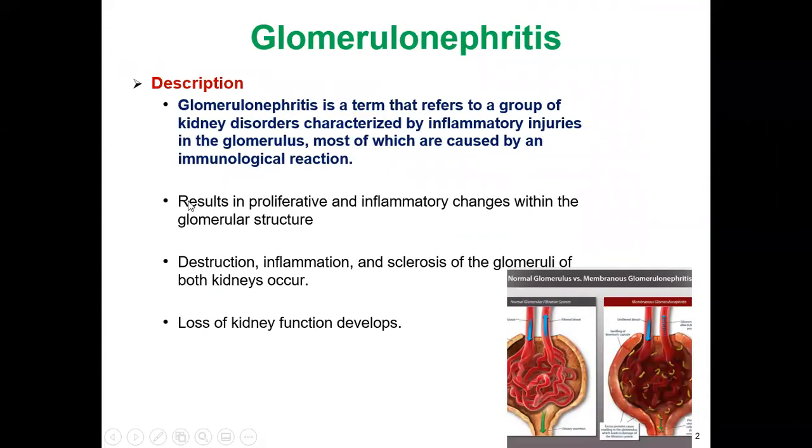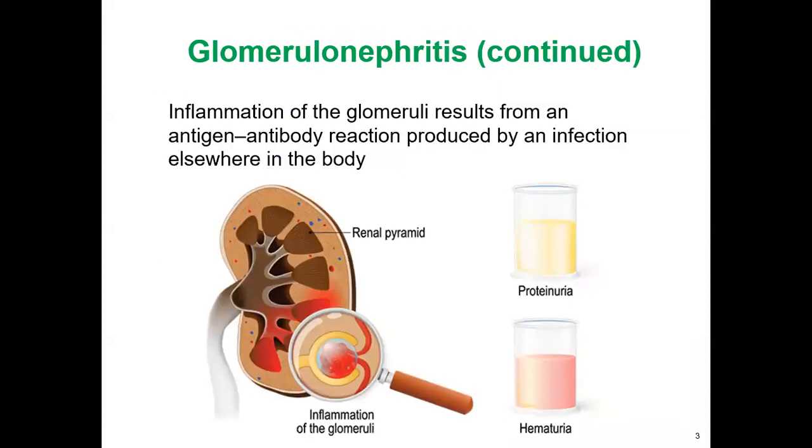Now let me go back and let me read it. The resulting proliferative and inflammatory change within the glomerular structure, or destruction, inflammation, or sclerosis of the glomeruli of both kidneys occurs, and loss of kidney function develops. So if the infection is not cured, if glomerulonephritis treatment is not taken enough, it leads to kidney function loss. So inflammation of glomeruli results from an antigen-antibody reaction.